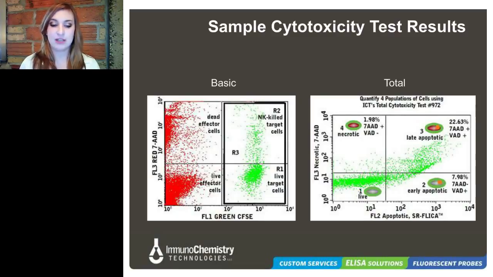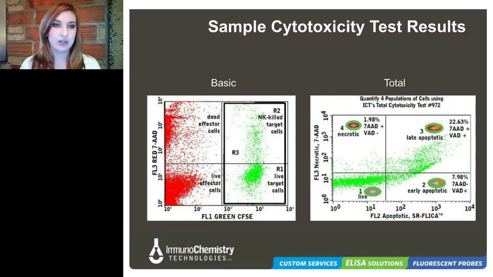So the entire population of target cells can be counted in the R2 and R1 quadrants. After the effector cells and red live dead stain were added, all the dead target cells fluoresced red, shifting them up the y-axis and clearly distinguishing them from the live target cells. So the dead target cells are in R2 and the live target cells are in R1. The other 2 quadrants in this graph: the live effector cells are in R4 and the dead effector cells are in R3.